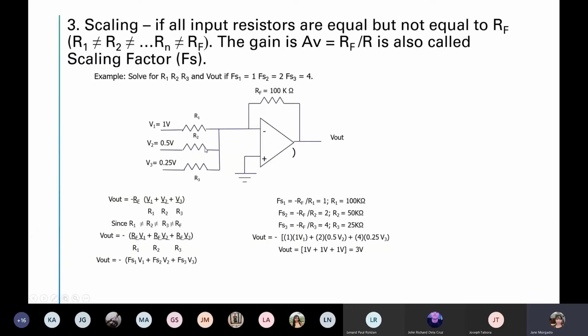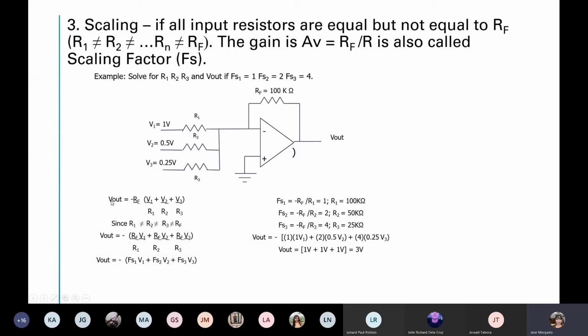ni R1 is 1, the scaling factor for the second input is 2, and the scaling factor for this is 4. So, 1, 2, 4. Yung 1, 2, 4 na yan is actually the weight. Okay, so sa logic circuit, weight yan. Weight ng each bit. Parang ganun. Okay. So, how we're going to solve for this?